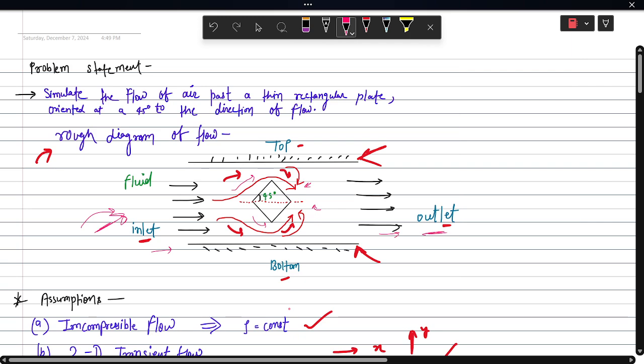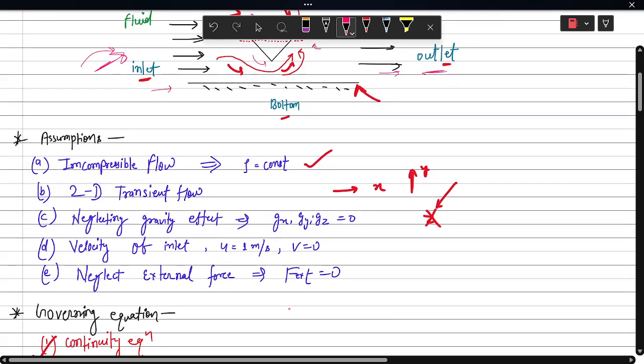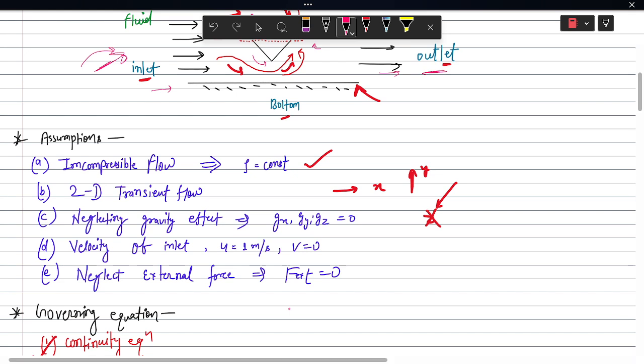Now I am going on to the assumptions. First, incompressible flow, where we know that rho is constant. So we can say d rho by dt, or also d rho by dx, is equal to 0. Second, 2D transient flow.